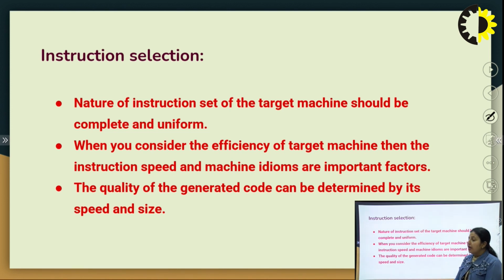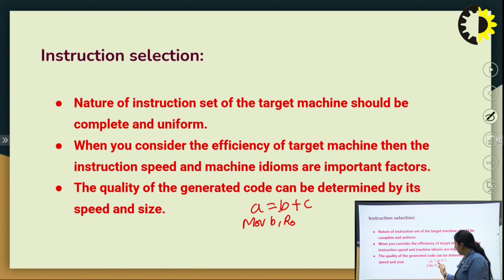What does it mean? Instruction selection is a design issue for the code generator. Suppose there is an expression A equals B plus C. What kind of instructions can be generated? We need a register to store the values of these variables, right? So what we do is Move B comma R0, meaning we have shifted the value in B to the register R0.